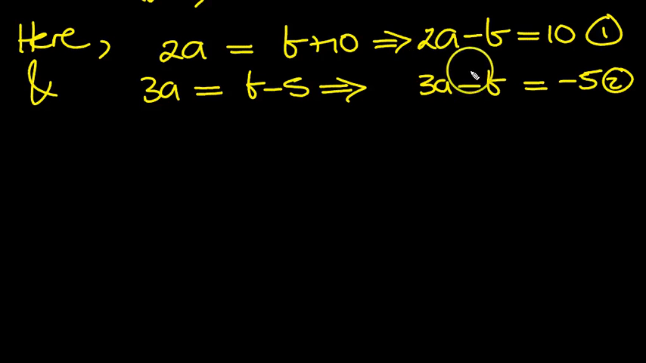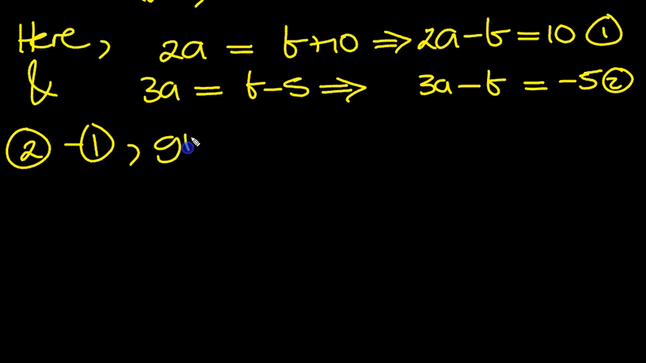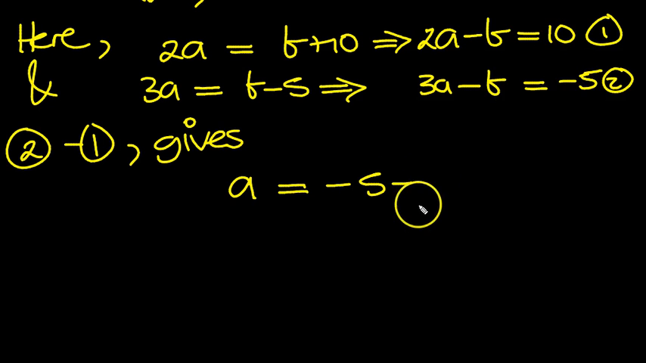So here we can just take the difference and the b's will cancel, can't we? Because this is bigger, let's do 2 take 1. This take that, we'll just leave a. 3a take 2a is a. Minus b take away minus b is minus b plus b, which is 0, so that's why we're doing it, because they'll disappear. Minus 5 take away the 10 is minus 15. So there's a.